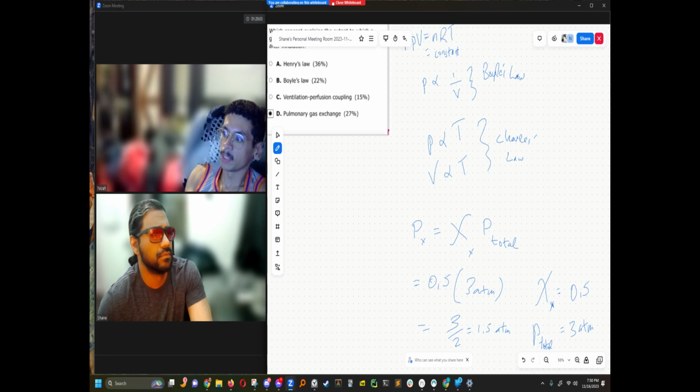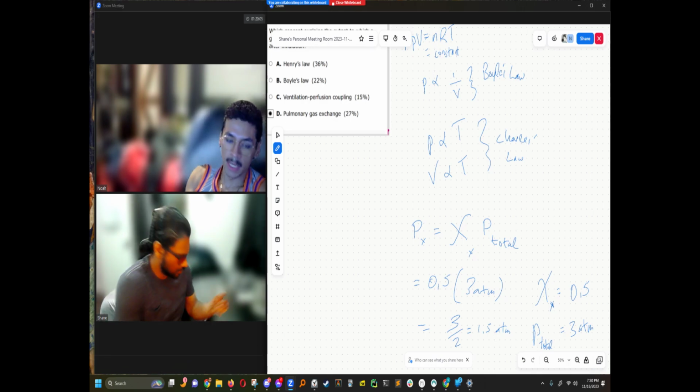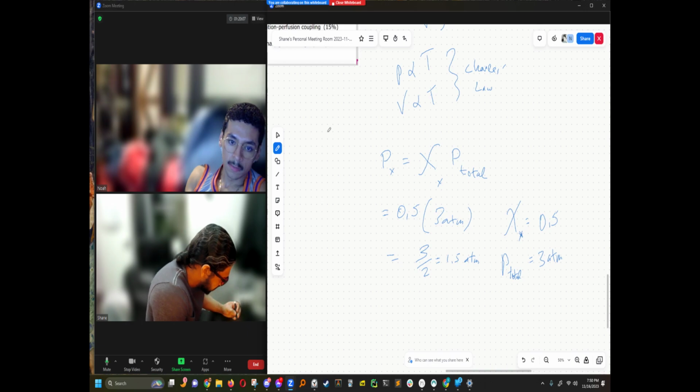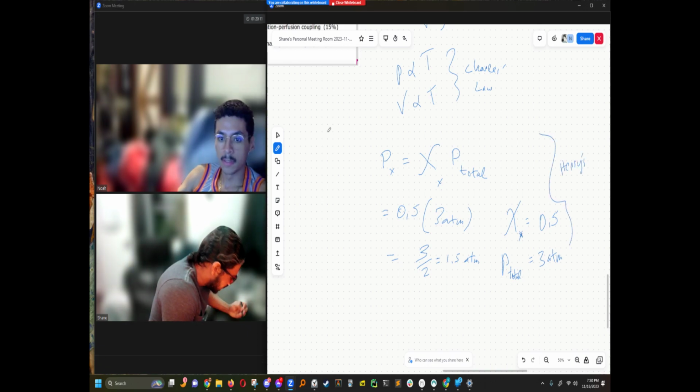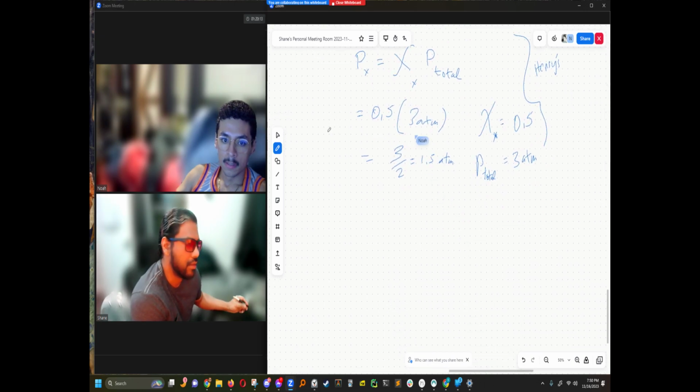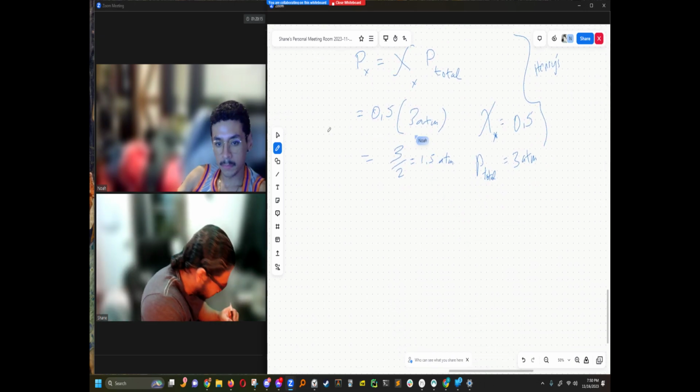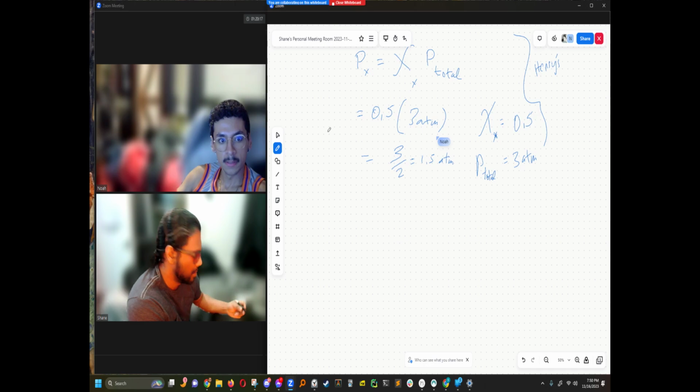So that partial pressure is dependent on the mole fraction of gas. Yeah. So this would be Henry's, and then there's one more that I think would be relevant.